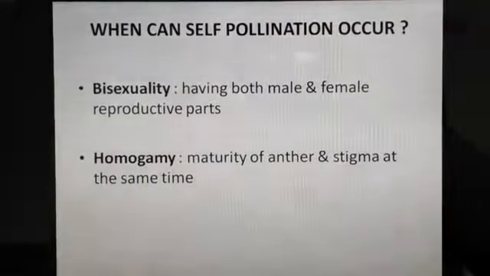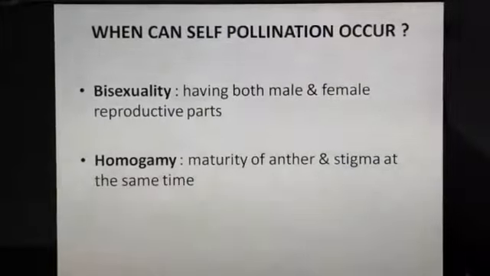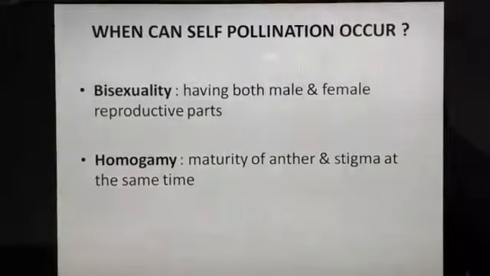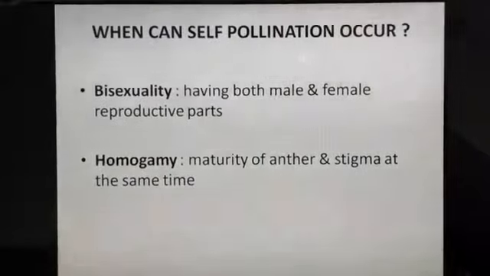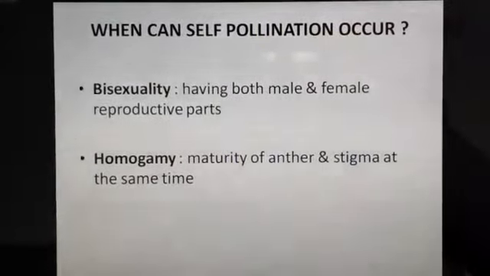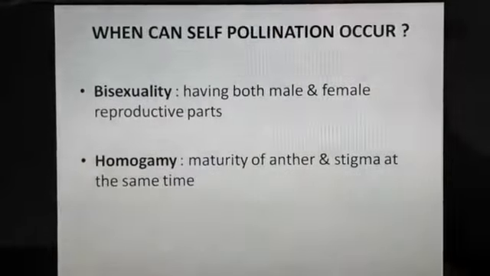In case a flower is a bisexual flower and the two reproductive parts, male and female, anther and stigma, don't mature at the same time, then self-pollination cannot occur. So therefore, homogamy is an important condition which promotes self-pollination.